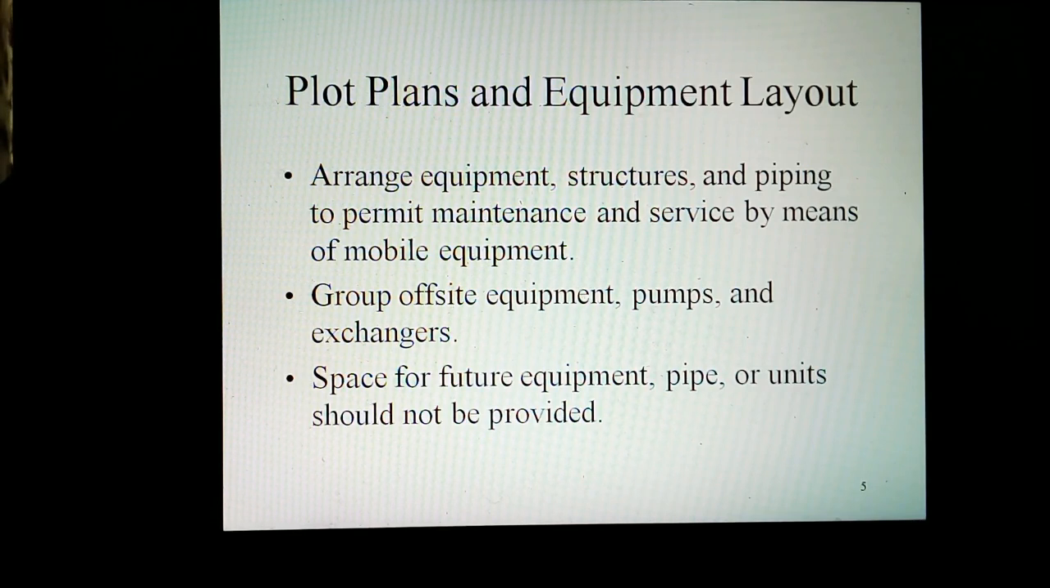Space for future equipment, pipe, or units should not be provided unless required by the client or for specific process considerations. When applicable, this requirement should be indicated on the plot plan and P&ID.